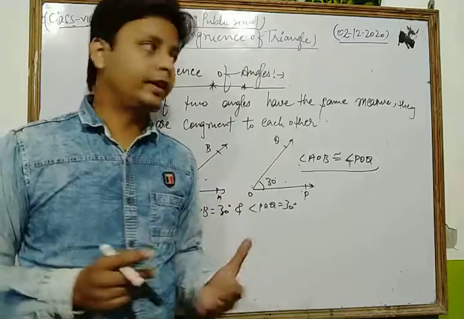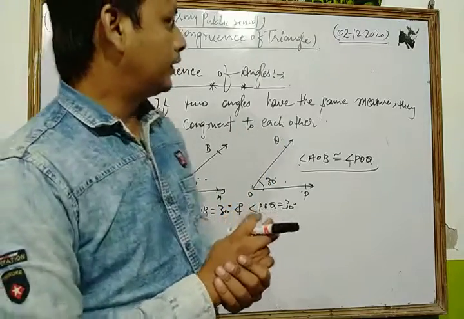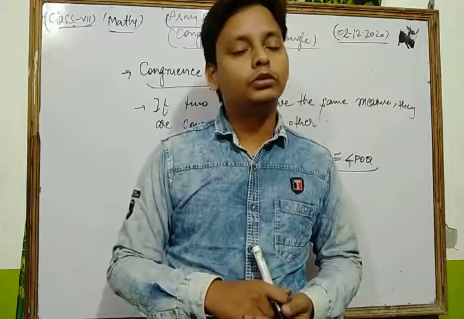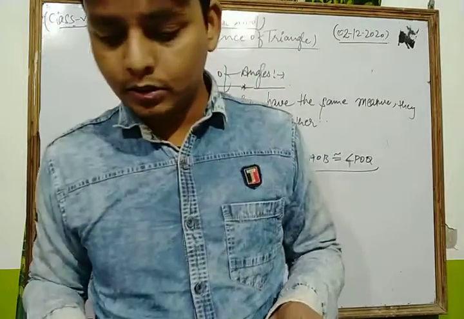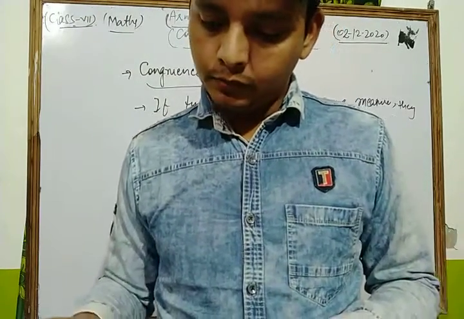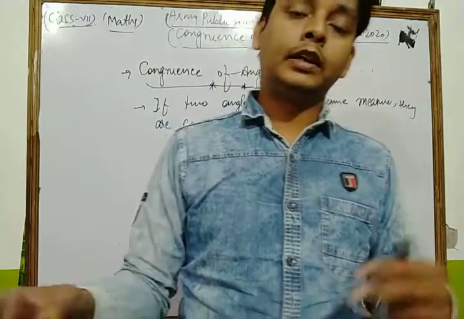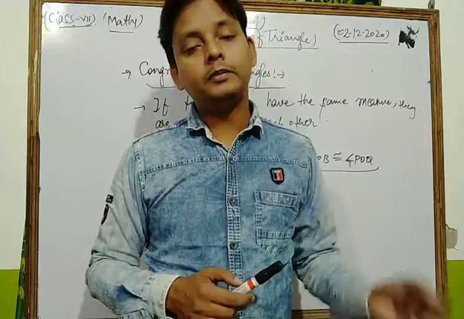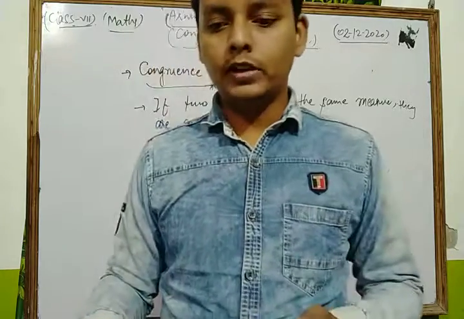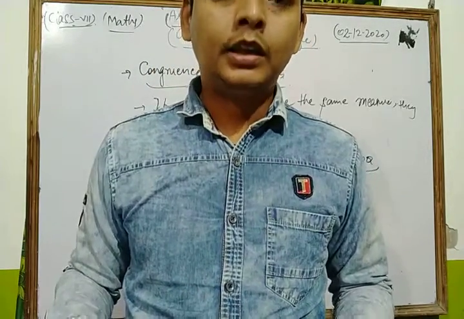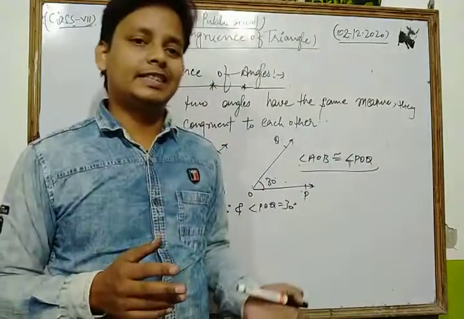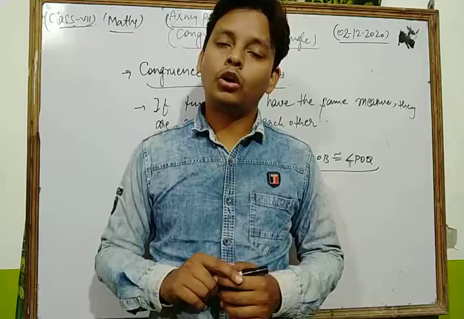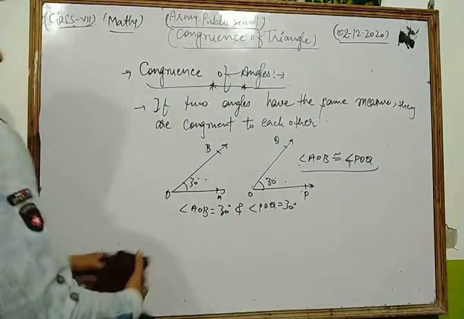So in this way, if two angles have the same measure, then they are said to be congruent to each other. Okay dear students, in other words we can say that two angles are congruent to each other if their measures are the same. So this is the concept of congruence of line segments and congruence of angles. Now we are going to discuss congruence of triangles.